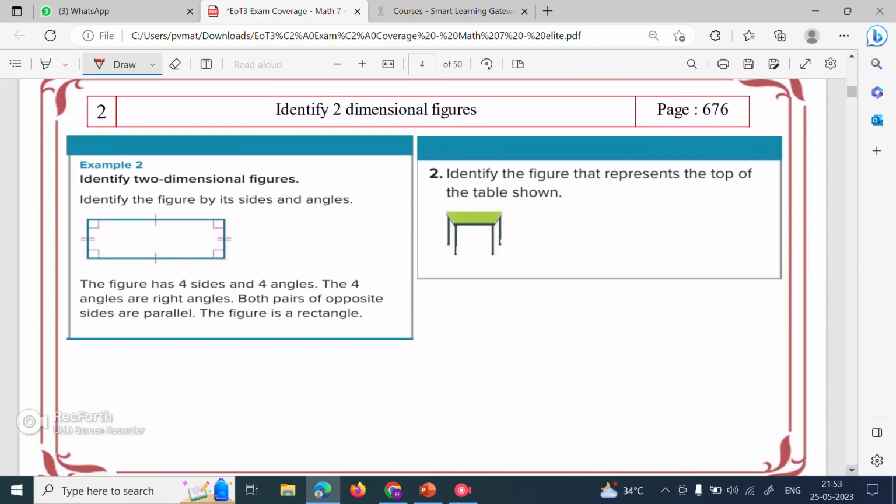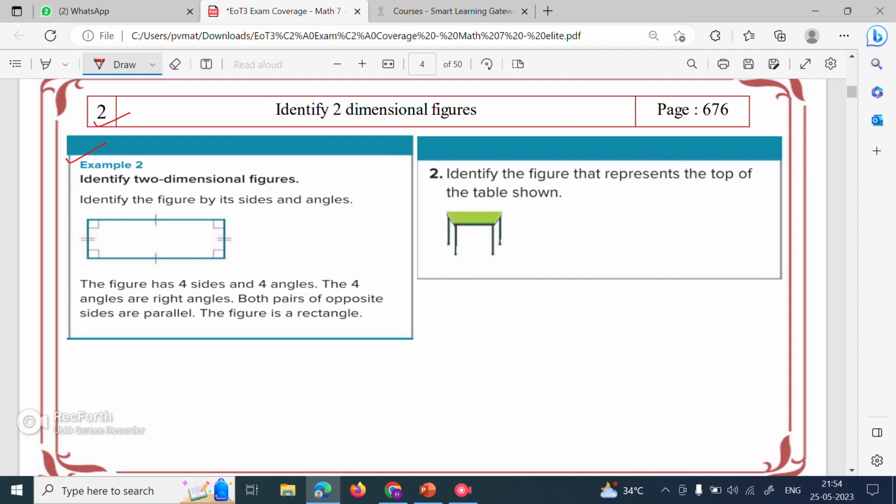This is from your end of term coverage. Let us now move towards the second question. The second type of question will be MCQs of 3 marks each. Identify two-dimensional figures, page 676, example 2.